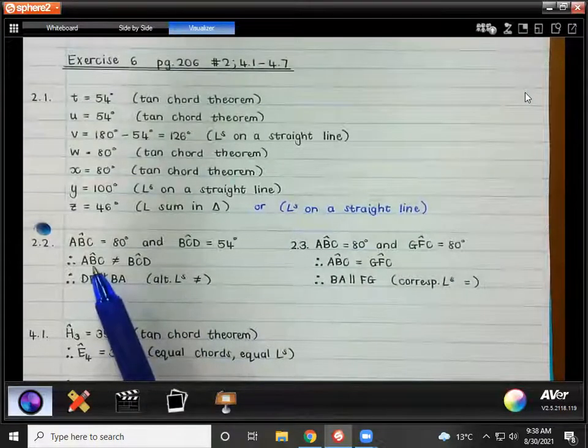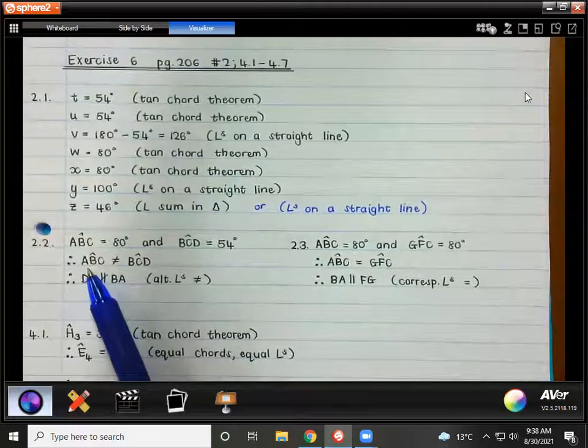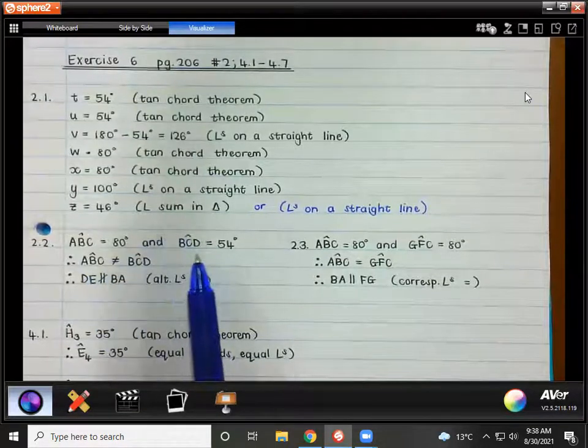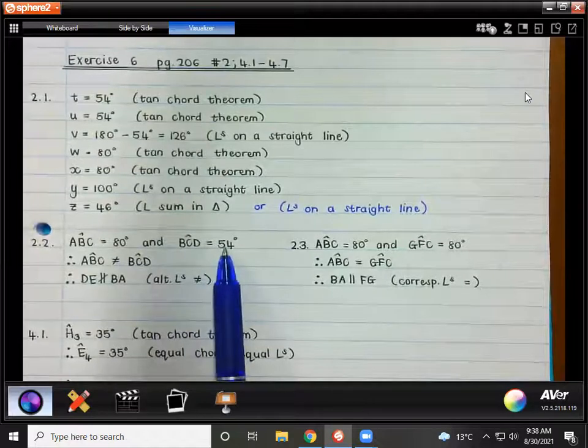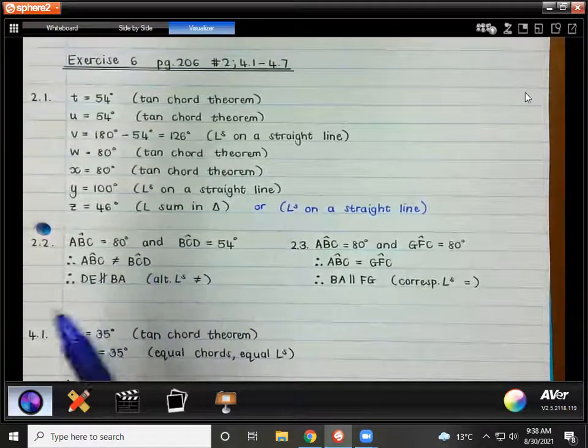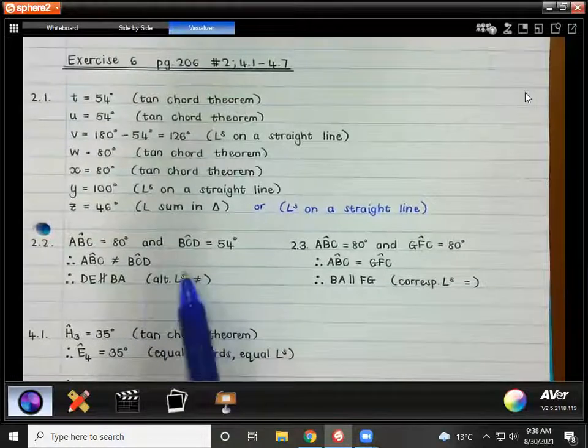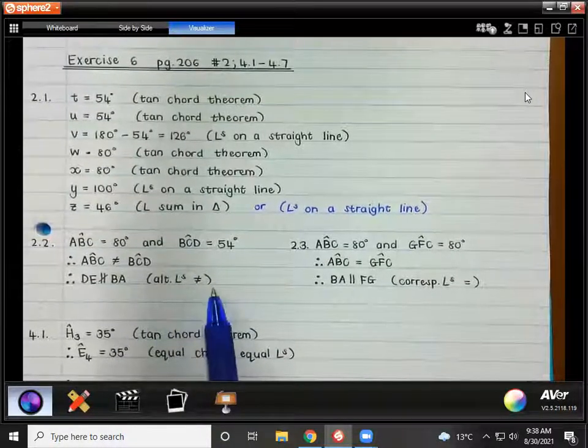I wrote ABC, so angle B, which was 80 degrees, and then BCD, that bottom one at the tangent, which was 54. So they're not equal. So therefore the lines are not parallel, and that is your reason there, guys. Alt angles not equal.